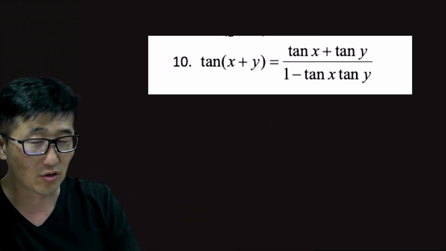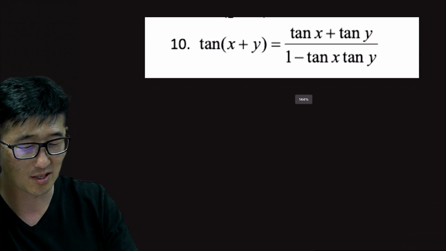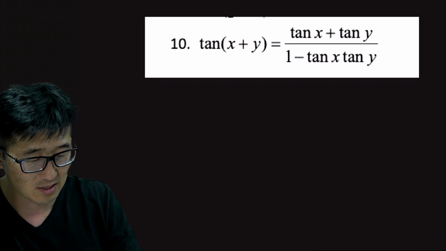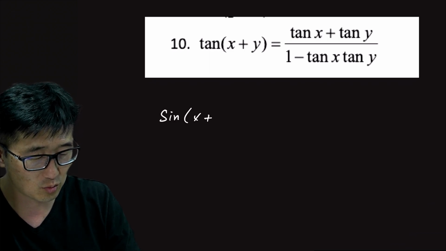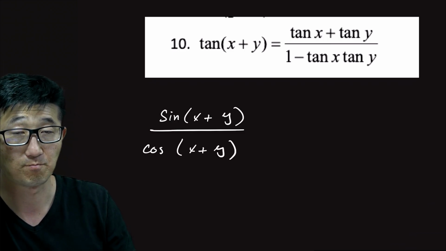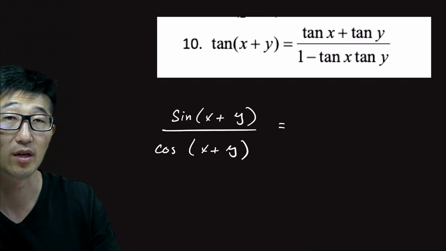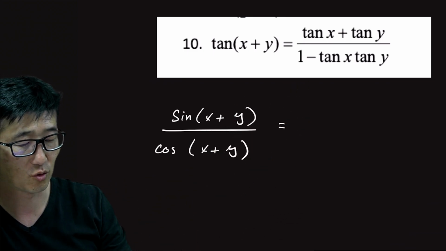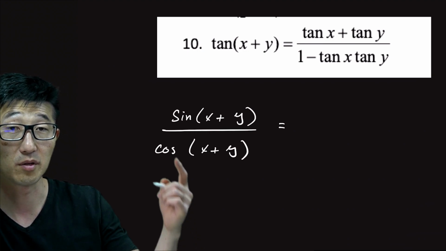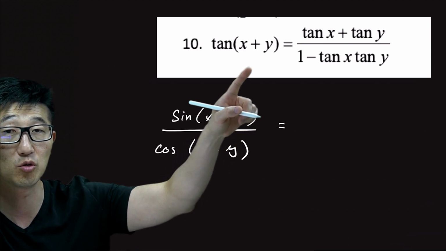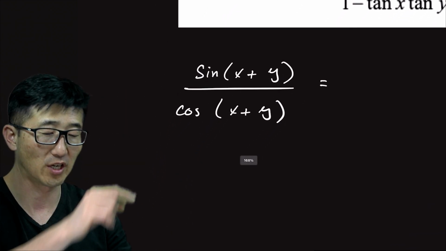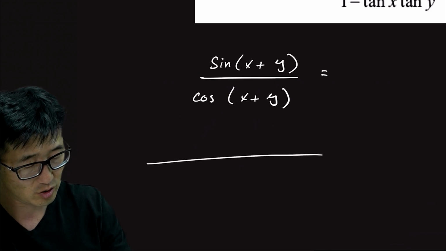Okay, are you ready? This is actually going to be pretty intense. We're going to start by writing it like this: sine of x plus y over cosine of x plus y. I understand that the right side is actually more complicated, but in this case we have to work from the left because we have to use what we know to expand it. Now this is your sum and difference formula for sine and cosine.